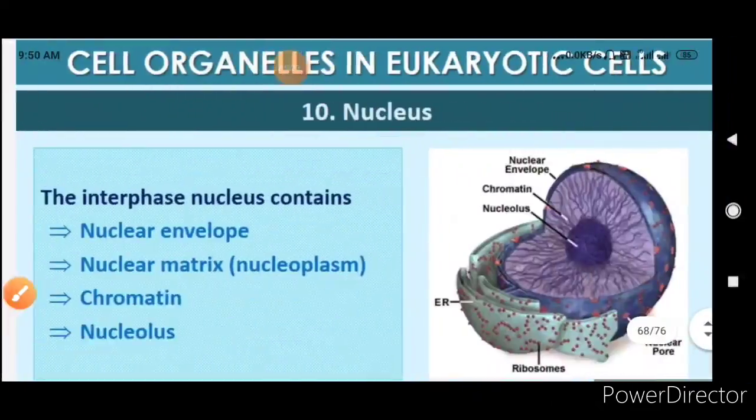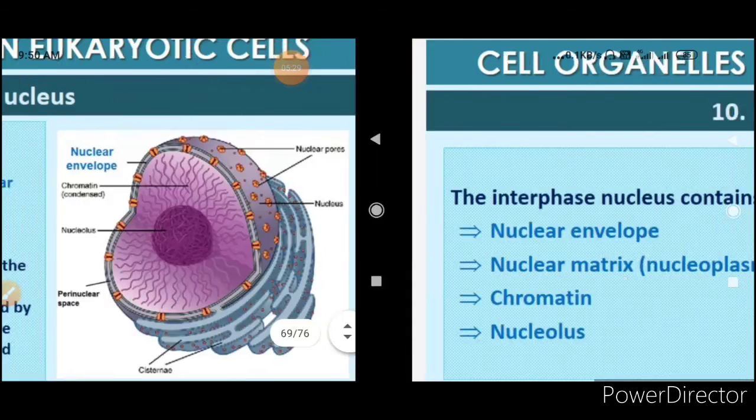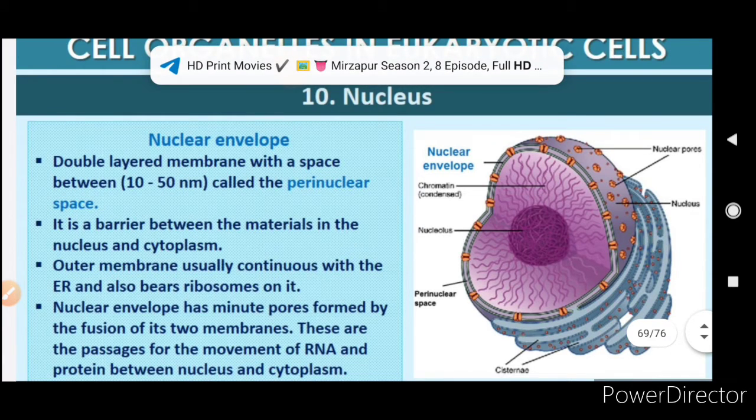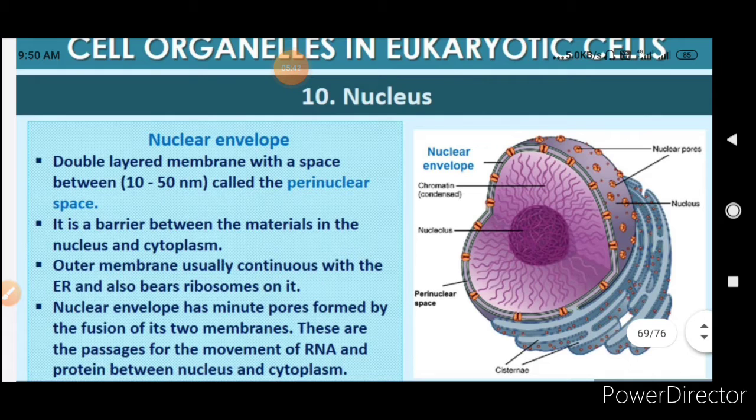So what all structures did we see in the nucleus? We saw the nuclear envelope, nuclear matrix, chromatin and nucleolus. In the nuclear envelope we saw that it is a double layered membrane. It acts as a barrier between the cytoplasm and the nucleus. The outer membrane is usually continuous with the ER and also bears what? Ribosomes on it. The nuclear envelope has minute pores formed by the fusion of two membranes.